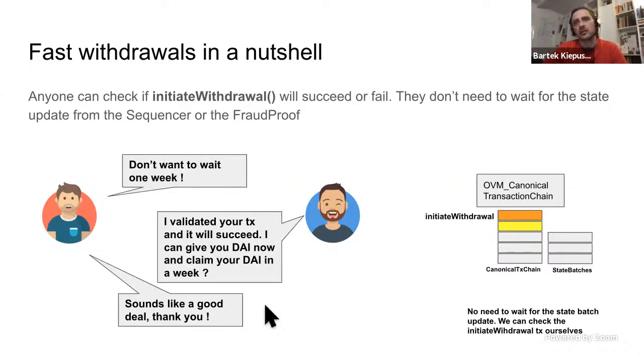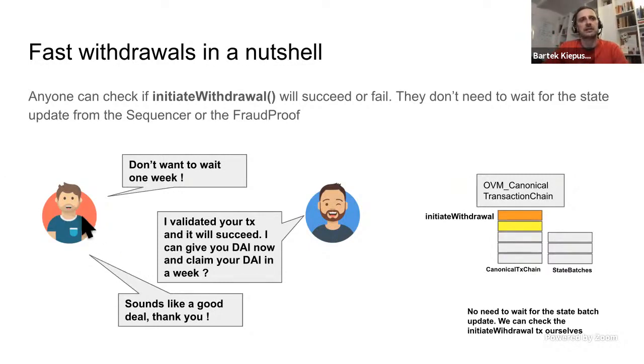Well, like I said before, anybody can look up this transaction as soon as it is put into the canonical transaction chain, and they can validate this transaction by simply executing it and looking up the actual state. So because anyone can check if this will succeed or fail, we can introduce this little guy here that we will call a liquidity provider, and they can assist the end user. How would they do that?